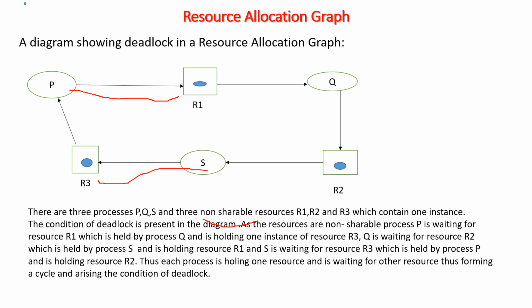So we see the hold and wait condition: every process is waiting for a resource to be released by another process while holding one resource itself, thus creating a cycle. We can say that the condition of deadlock has arisen.